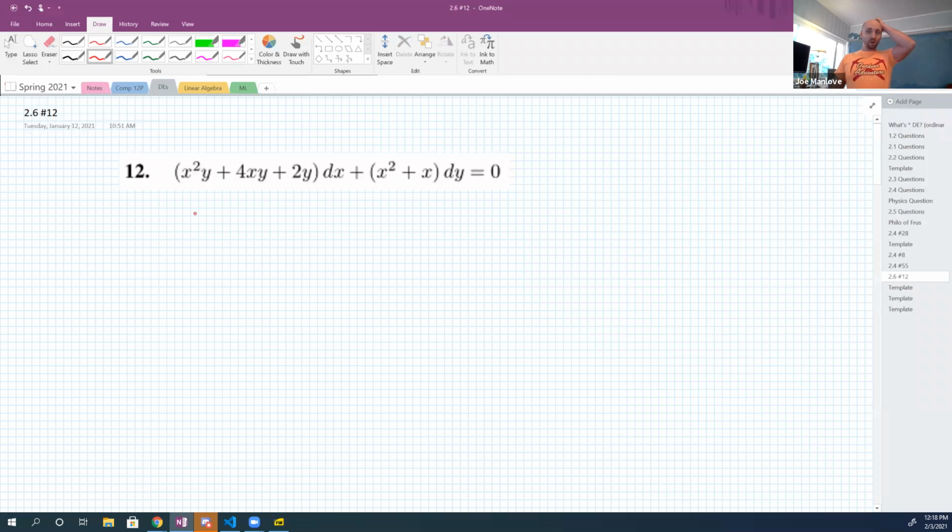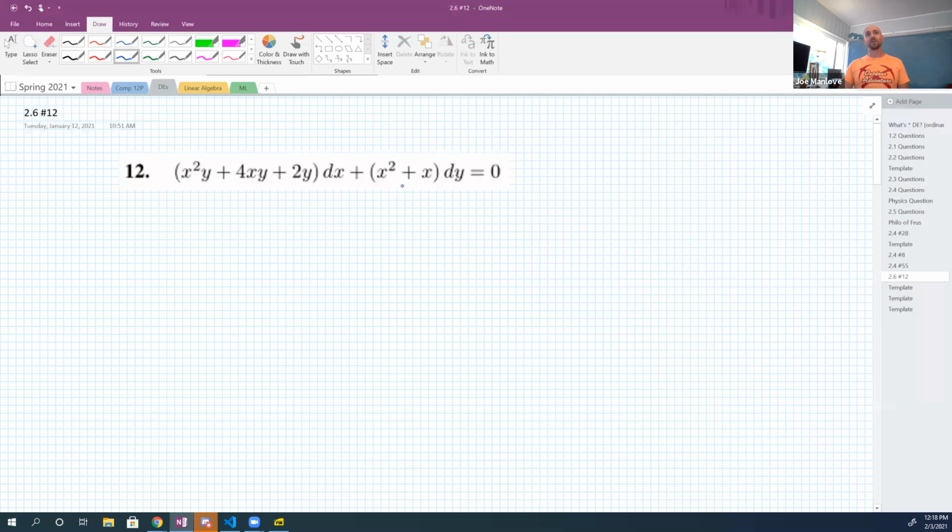All right, so we're going to take a look at 2.6, number 12. The instructions say find an integrating factor that is a function of only one variable and solve the given equation. So, first things first, what does that mean? What am I to do with myself?